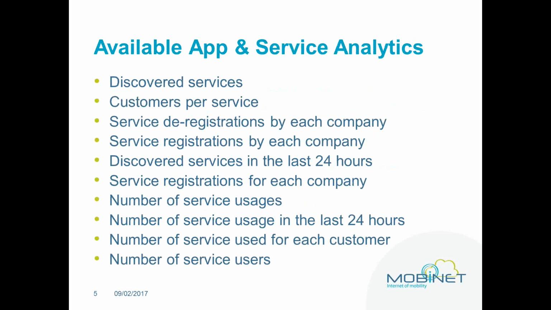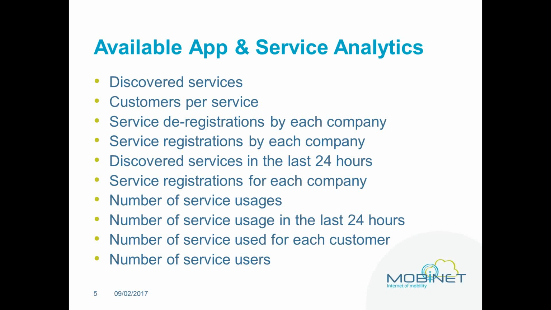So the available analytics for apps and services are: how often has your service been discovered in the service directory, meaning how often are people looking for your service; how many customers do you have; how often do you register or deregister services; how often is your service discovered in the last 24 hours, meaning basically how hip is it. Service registrations for each company, also in the last 24 hours if you want that. How often is your service then actually used? So you reported to us that it's used. How often is it used in the last 24 hours, and also per customer, and also the number of service users a company has overall.